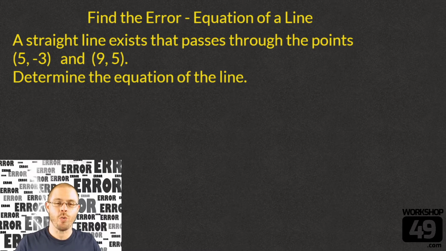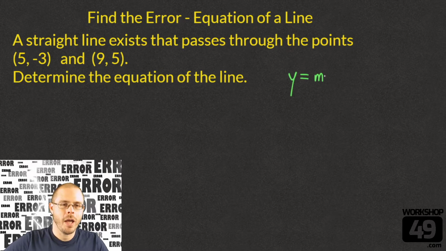This one is the equation of a line. So I'm going to go ahead and read the problem here. We have a straight line that passes through the points (5, -3) and (9, 5), and we've been asked to determine the equation of the line.